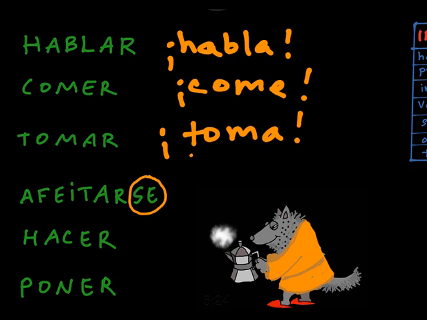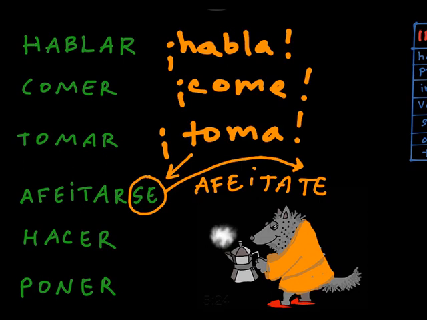If you know how to use the reflexive verbs, you could say, afeítate, hombre. Shave yourself, look at you. So it will be normal conjugation of afeita, and then you add that se in here, and it will be afeítate with the accent mark. Afeítate, shave yourself. But when you deal with these two verbs, oops, you cannot use the same principle.